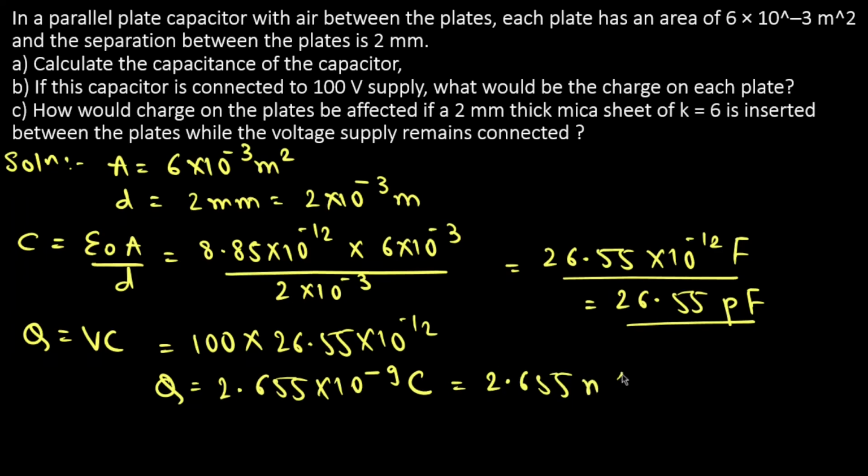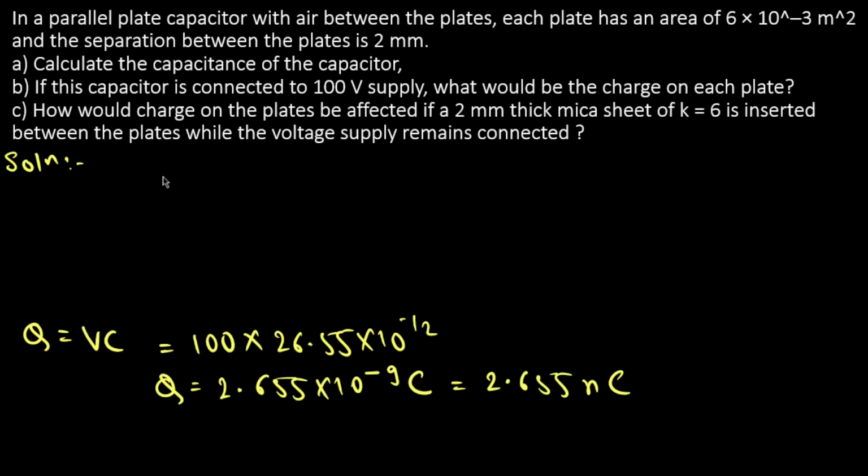Which can be written as 2.655 nanocoulomb. And lastly, they have asked us how would the charge on the plate be affected if a 2 millimeter thick mica sheet of dielectric constant K equal to 6 is inserted between the plates while the voltage supply remains the same. So when a dielectric is placed, we can say that the charge will be Q dash, which is equal to C dash V dash.